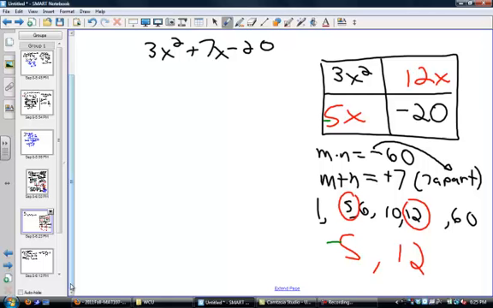Factor, factor, factor, factor. Put it all together. What does 3x squared and 12x have in common? 3 and x. What does negative 5x and negative 20 have in common? Negative 5. Take out the negative, they're both negative. What does 3x squared and negative 5x have in common? Usually they have at least an x in common.